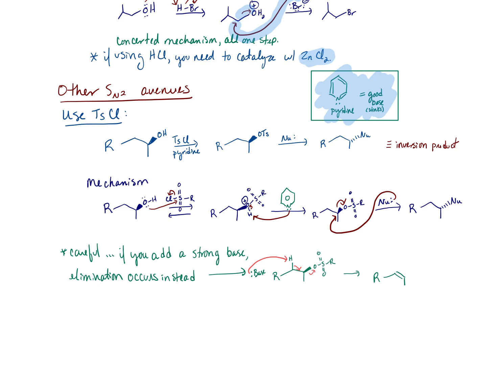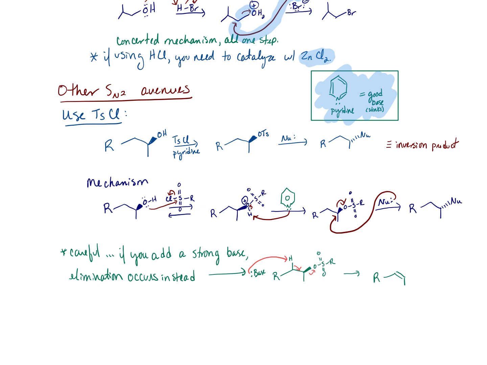If you have a strong base, you're going to potentially cause elimination reactions to occur. You don't want that to happen, unless you want that to happen. You want to make sure that you're removing hydrogens that are needed without making really good nucleophiles. So that's the purpose of using pyridine.